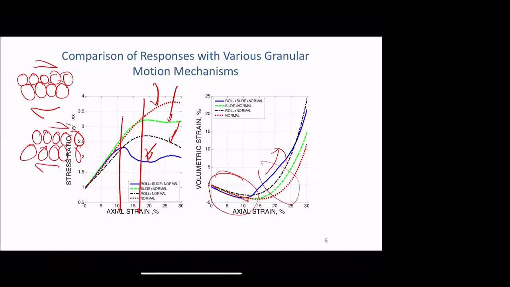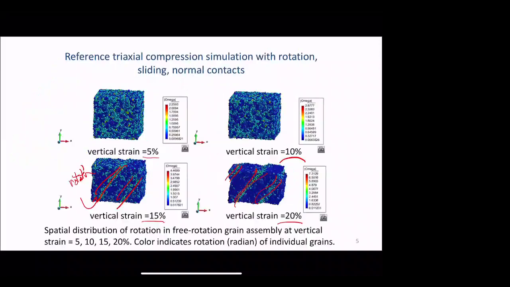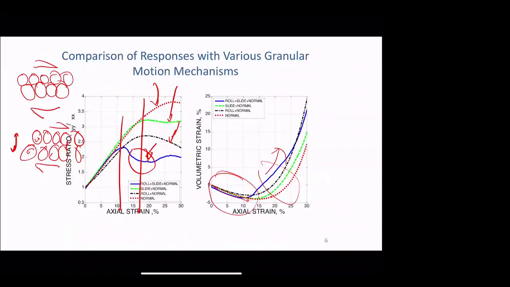But the opening up of the void space also probably explains the drop in the softening. And one profound effect is that usually this opening up of the void space is related to the grain rotations. And you can see that from the DEM, or from the previous assembled simulation, where at the shear band, the rotation is actually much more profound. Okay, so this is one example of using the DEM to model granular material.